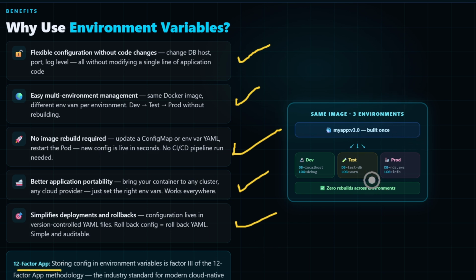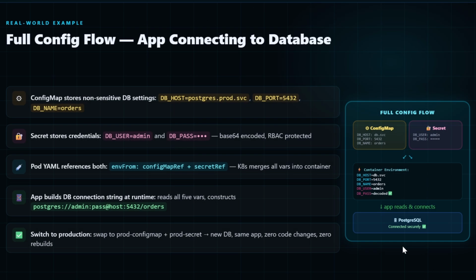Okay, and this is how exactly it works. Like one image and three environments, we can achieve this by using environment variables only. In dev we are using localhost, in test we are using testdb, and in production we are using an RDS database. Okay, and those are just YAML file specifications that the application refers to, to run in multiple environments.